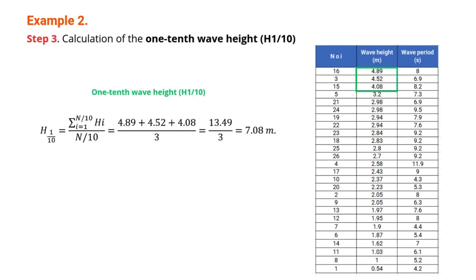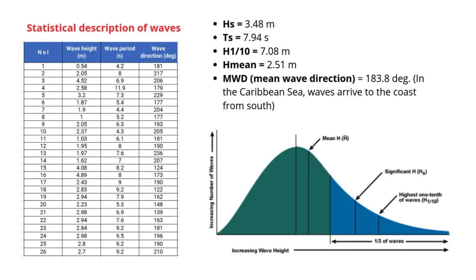Now, for the calculation of the 1/10th wave height, we need to select the highest 10% of the waves. In this case, the number of waves in the highest 10% is 26 divided by 10. The result is 2.6. If we apply the rounding rules, n is equal to 3. Now select the top 3 highest waves from the sorted list. The first 3 wave heights are included in the formula for the 1/10th wave height, giving a result of 7.08 meters. With all calculations, we have a basic statistical description of waves, or a description of a sea state.